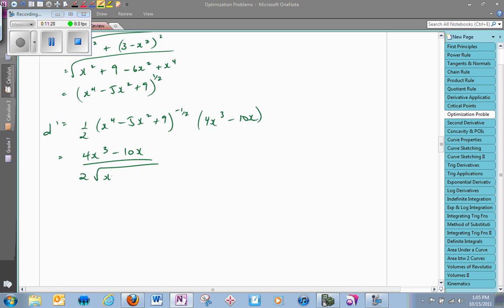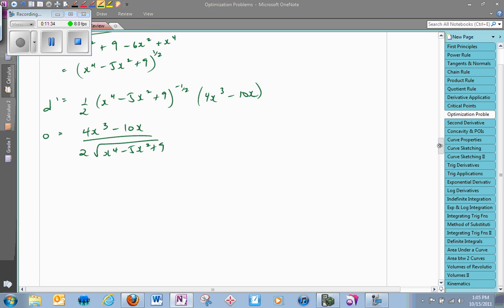Like this. And set it equal to 0. When you set it equal to 0, the denominator goes away, and I only have 4x cubed minus 10x equal to 0. I can take out a common factor of 2x, and I'm left with 2x squared minus 5 is equal to 0. That means x is equal to 0, and x is equal to plus or minus the square root of 2.5.